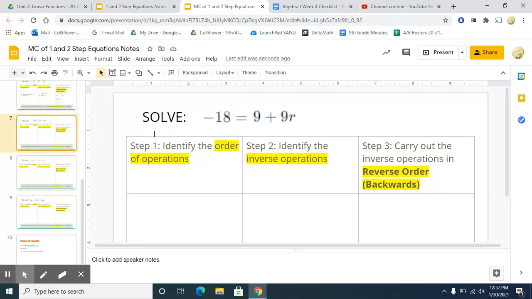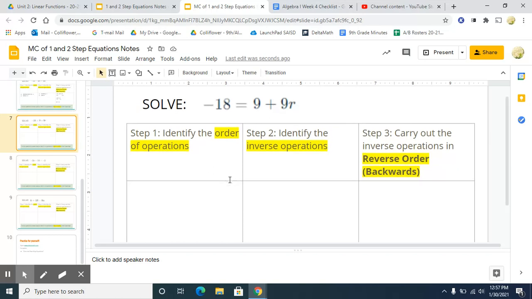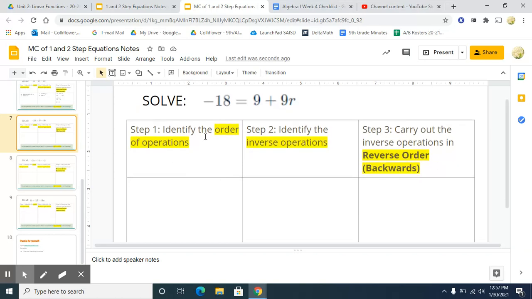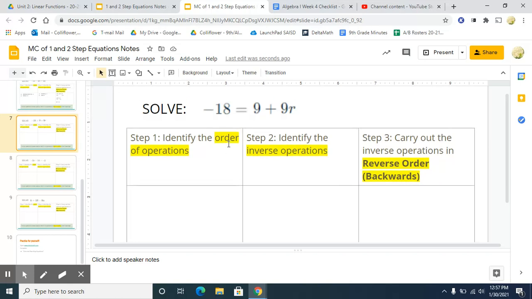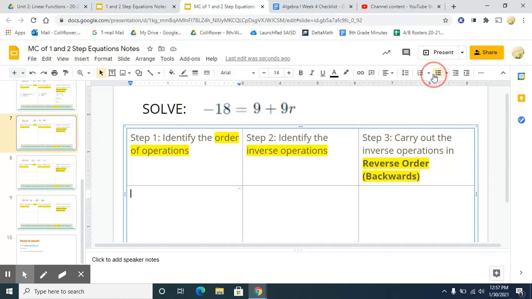In this example, we're going to solve this equation: -18 is equal to 9 plus 9 times r. Let's identify the order of operations first. Using PEMDAS, we have no parentheses, we have no exponents, but we do have multiplication. So we do have a multiply by 9 because we have 9 times r.